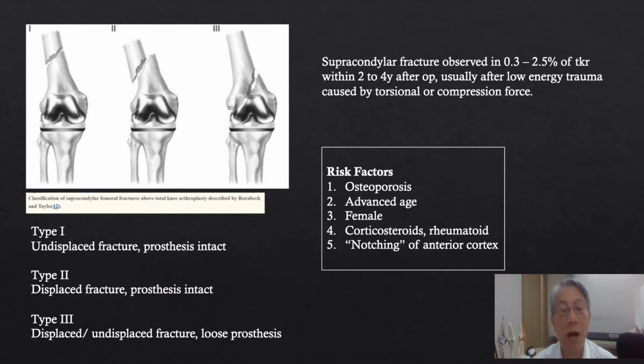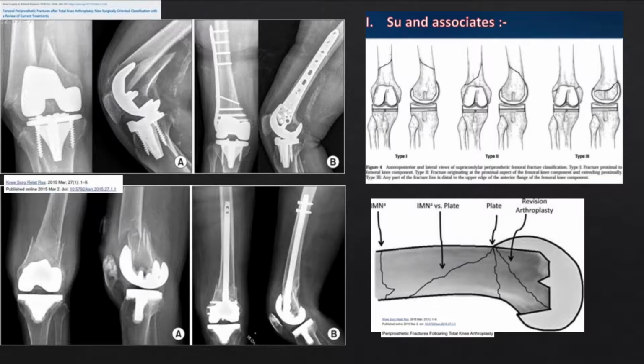Our commonly used classification would be that by Rorabeck, and he divides it into undisplaced fractures with prosthesis intact, which often can be managed by conservative casting. Displaced fractures with prosthesis intact, which need to be addressed by fixation or revision, and of course by fixation usually. And then lastly, type 3, a displaced fracture with a loose implant, which has to be addressed by revision surgery. So here are some examples.